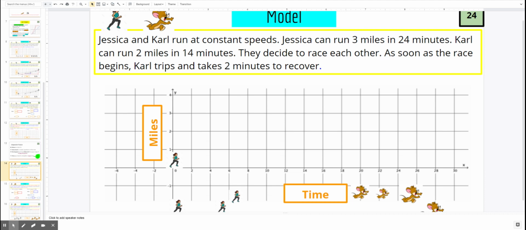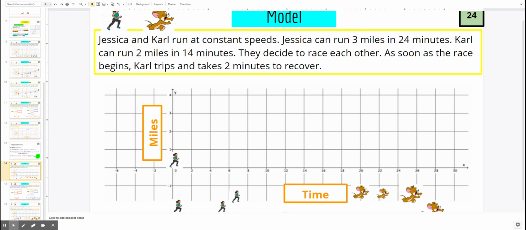All right, let's look at our first word problem here. I'm going to read it once and picture what's going on, and then the second time we're going to look for important information. Jessica and Carl run at constant speeds. Jessica can run 3 miles in 24 minutes, and Carl can run 2 miles in 14 minutes. They decide to race each other. As soon as the race begins, Carl trips and takes 2 minutes to recover.